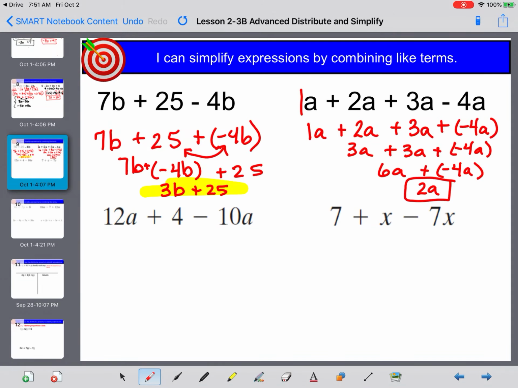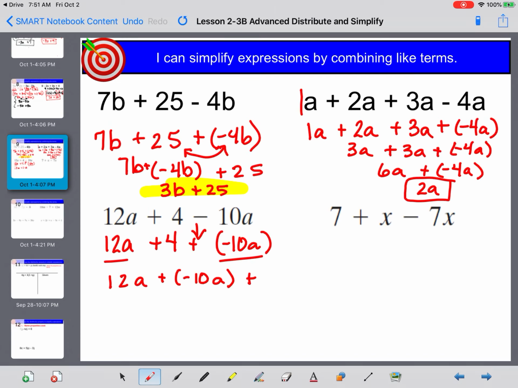All right, the next problem. 12a plus 4 plus negative 10a. My like terms need to be by each other. Those are the two terms that have an a after it. 12a plus negative 10a plus 4. Now I'm going to group these using the associative property. 12a minus 10a gives me 2a plus 4. I can't get that any simpler than that because 2a and 4 are not like terms. All right, the next problem.